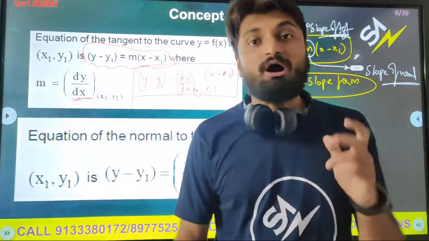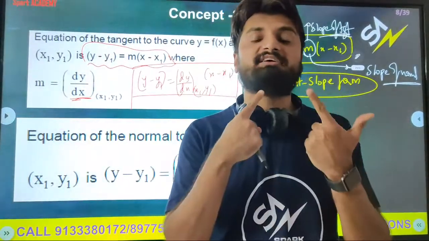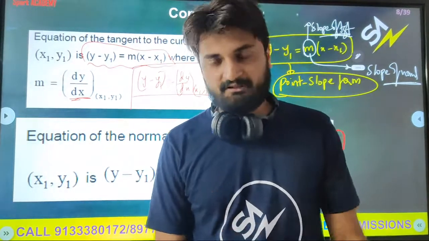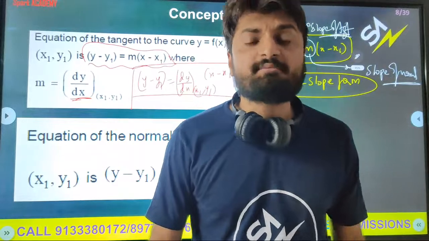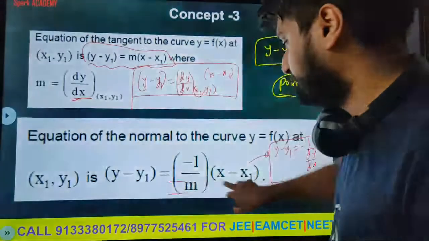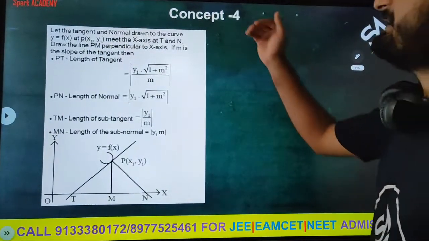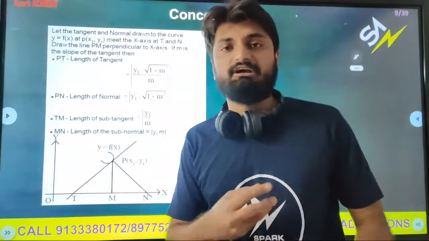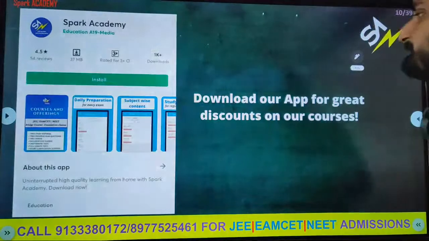So we now know the equation of the tangent, the equation of the normal, and the angle between two curves. So using these three concepts, let us try to do the problems. The other concepts like length of the tangent, length of the normal, area and intercepts, as I told you, we'll do in parts 2 and 3.